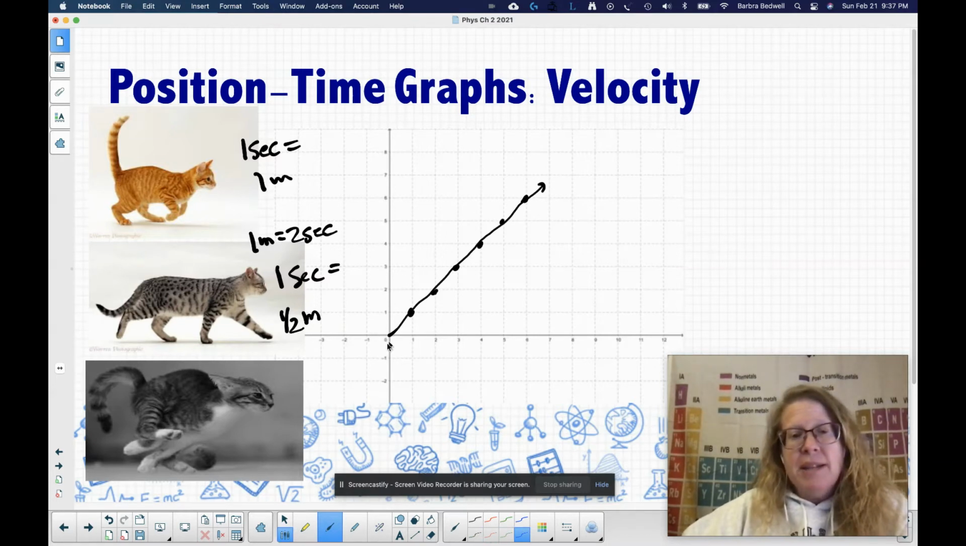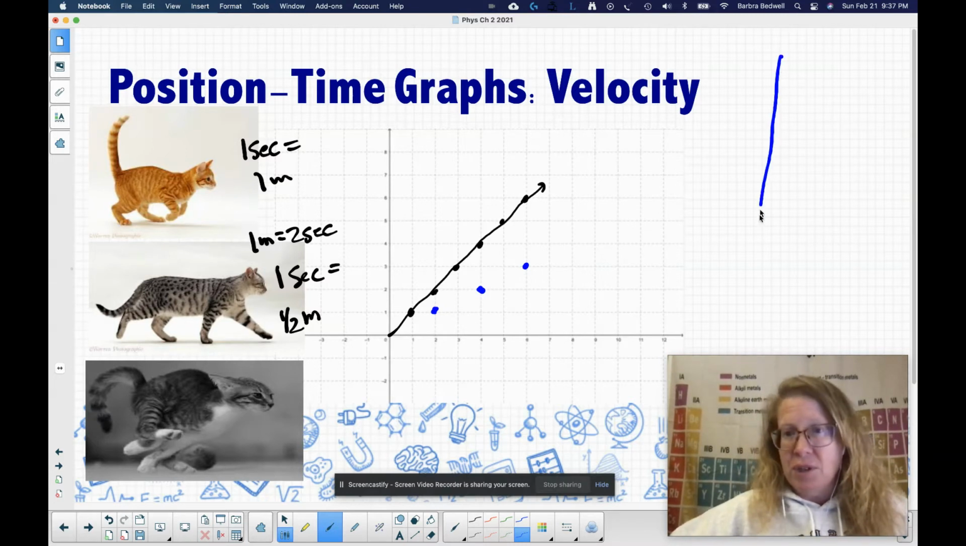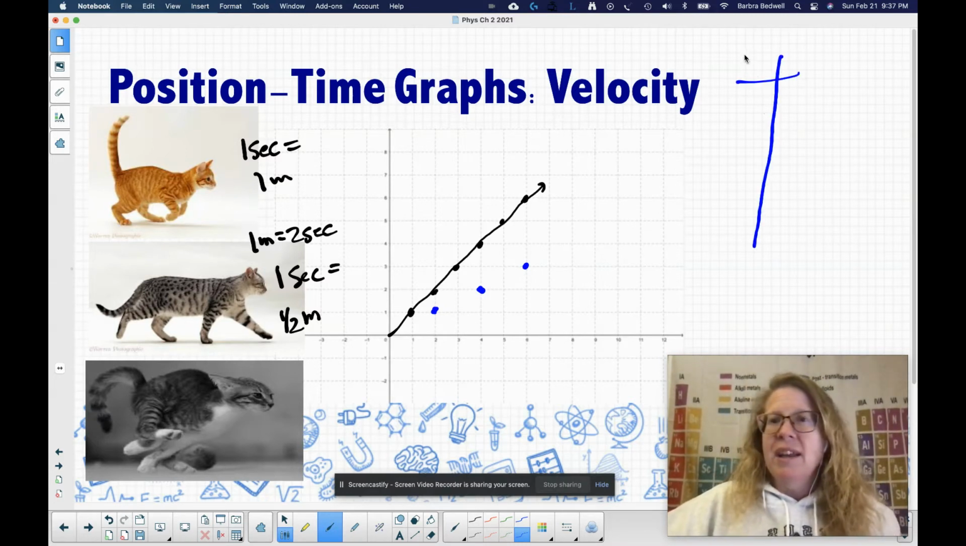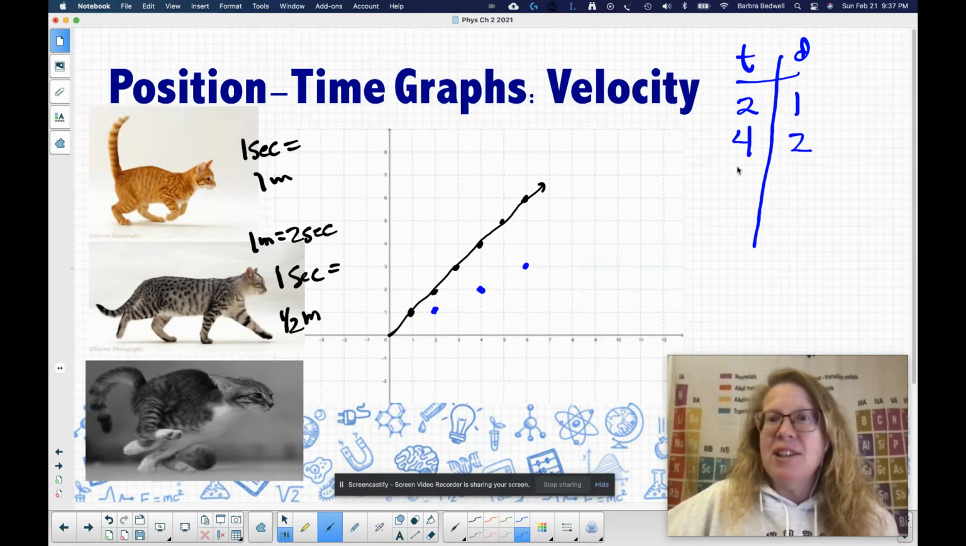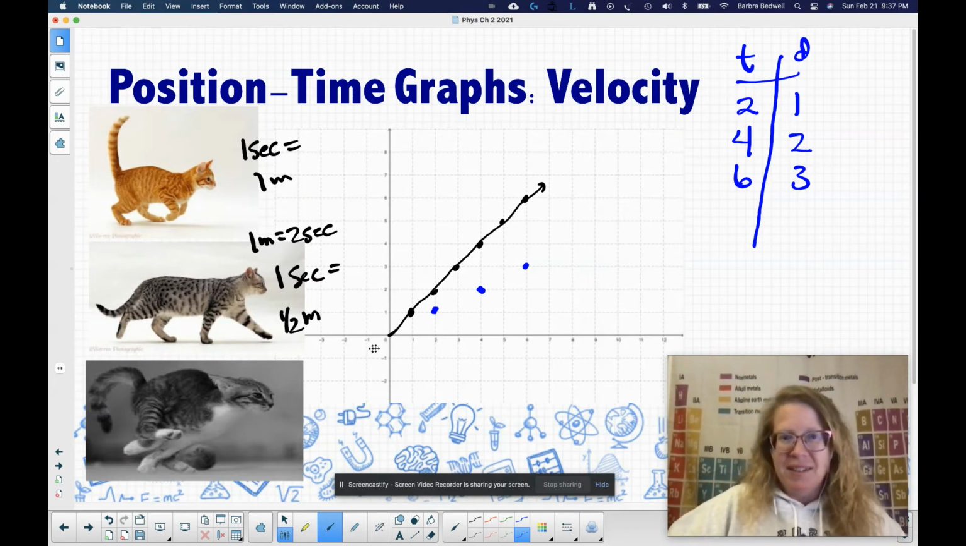All right, so that means 2 seconds, it goes 1 meter. And then 2 seconds, it goes another meter. And then 2 seconds, it goes a third meter. So again, if we did a little T-chart for this one, if I could draw straight, that would be helpful, right? If we had time and distance, every 2 seconds, it would go 1 meter. This would be 4 seconds to go 2 meters. This would be 6 seconds to go 3 meters, right? They go a different amount. It's not quite as fast, if you want to talk about it.